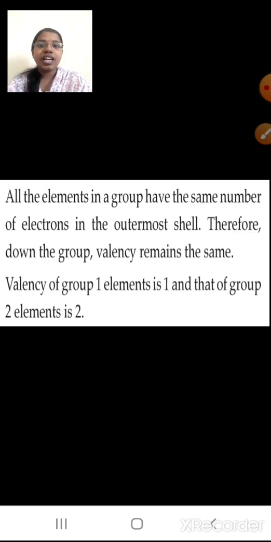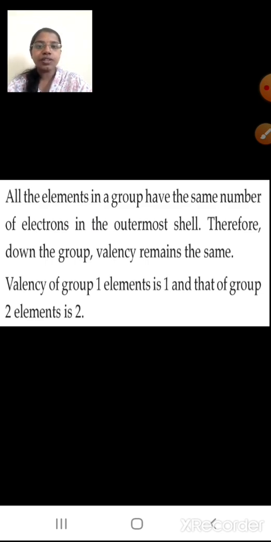Now all the elements in a group have the same number of electrons in the outermost shell. Therefore, down the group the valency remains the same. Again, if you see hydrogen, helium, lithium, hydrogen and helium are in the same period, but hydrogen and lithium are in the same group. Hydrogen valency 1, lithium valency 1. So down the group, the valence electrons in the outermost shell are the same, therefore valency remains the same. The valency of group 1 elements is 1, and that of group 2 elements is 2.